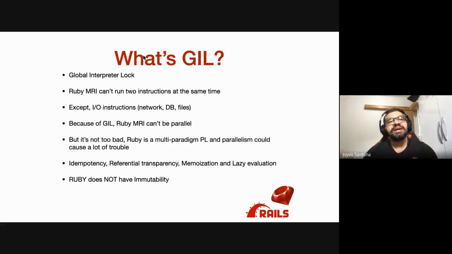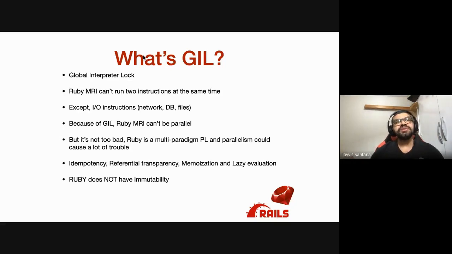And when I say Ruby MRI, I'm talking about C Ruby, the Ruby that runs in a C virtual machine. We have other versions, like JRuby that runs in a Java virtual machine, or Rubinius and other ones. But in this presentation, we will talk about Ruby MRI. And Ruby MRI can't run 2 instructions at the same time. We talked about instructions in the beginning of the presentation.